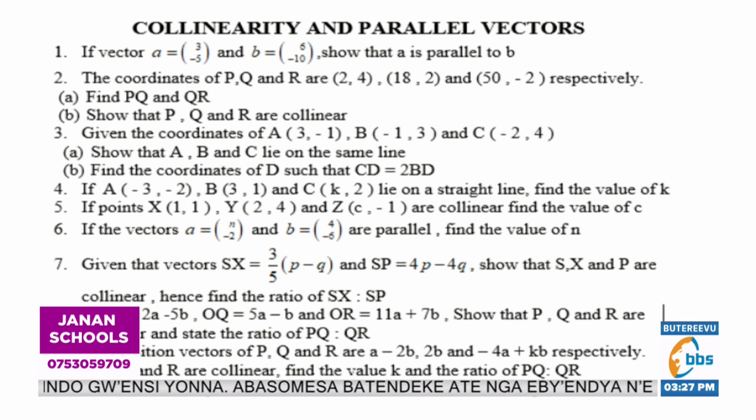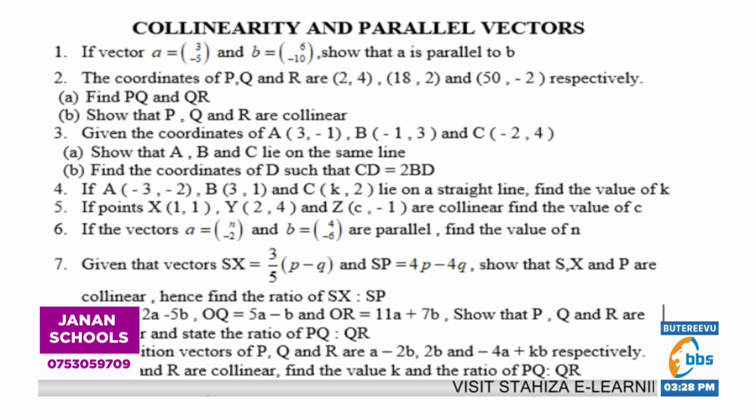They are telling us that points A, B, C, we have A (-3, -2), B (3, 1), and also we have point C, which is (K, 2), lying on a straight line. They're saying find the value of K. Let us work out this one here.